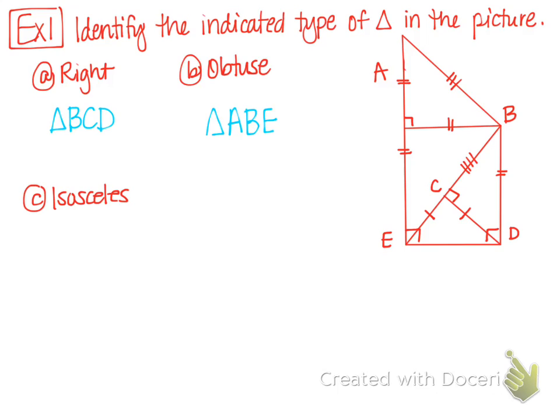And then we need to find an isosceles triangle. So we're trying to find a triangle that has two sides that are congruent. And remember, we're going to use the little tick marks. Now, we've got a couple of them in here. My eyes just go to this one right here. We know this one's isosceles because we have this and this marked congruent. So I'm going to write triangle ECD. Triangle ECD is isosceles.